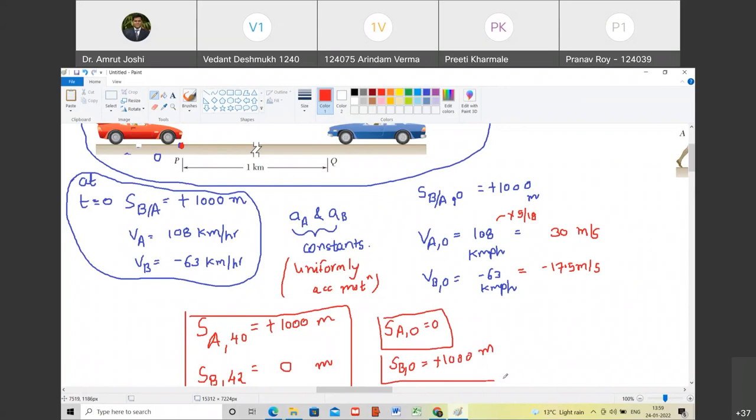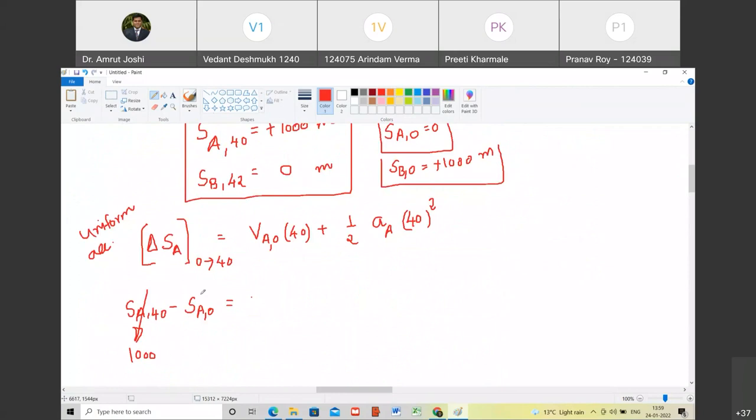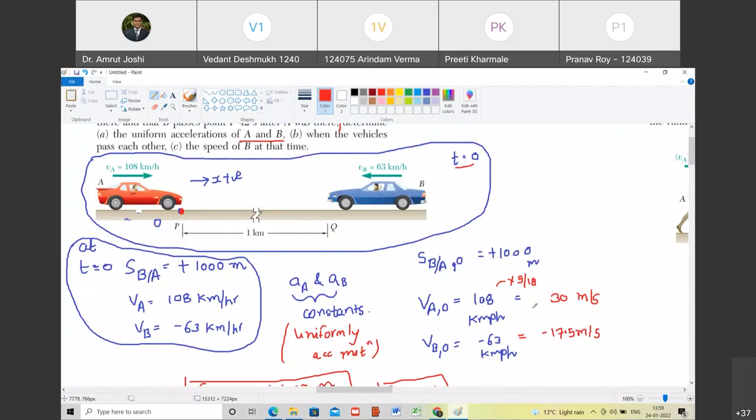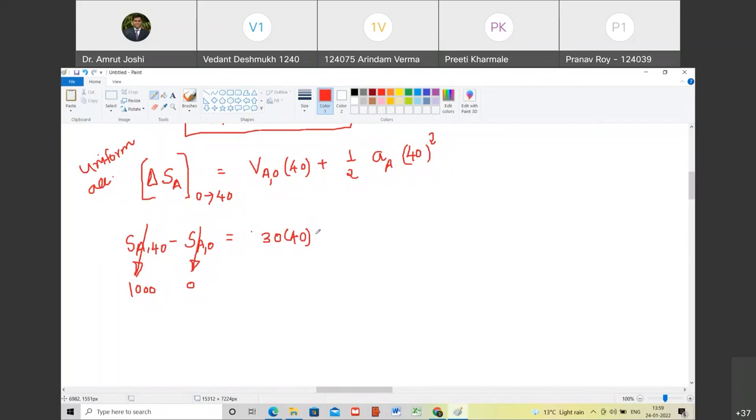So now let us use this data. This is plus 1000. What is the position of car A at time t equal to 0 seconds? It is 0. What is the velocity of car A at time t equal to 0? Plus 30 meters per second. So 30 into 40 plus half AA into 40 square. Solve this and tell me the value of AA. So it is 1000 minus 1200, which becomes minus 200, times 2 upon 40 square. That is 0.25, 5 by 20, which is 1 by 4, or 0.25. Perfect. So it is minus 0.25 meter per second square. Agreed?